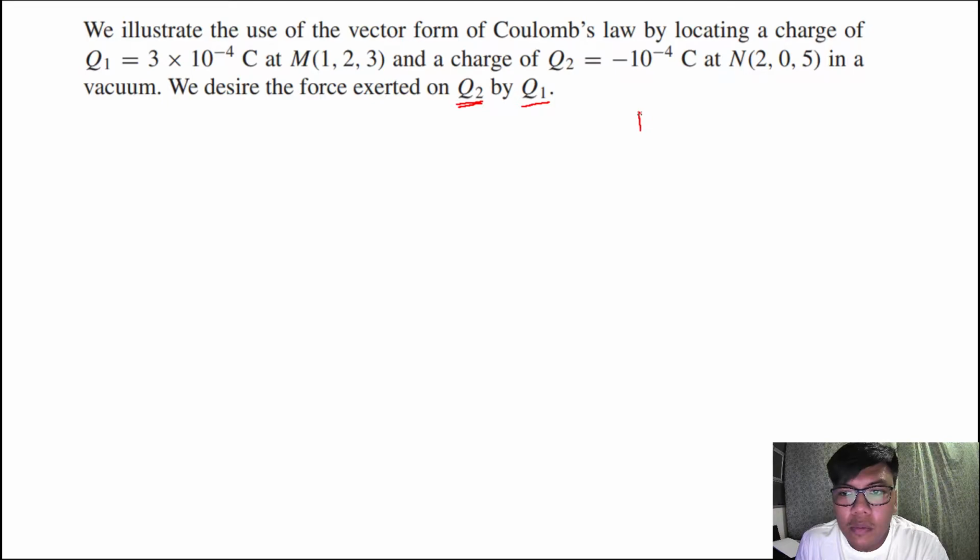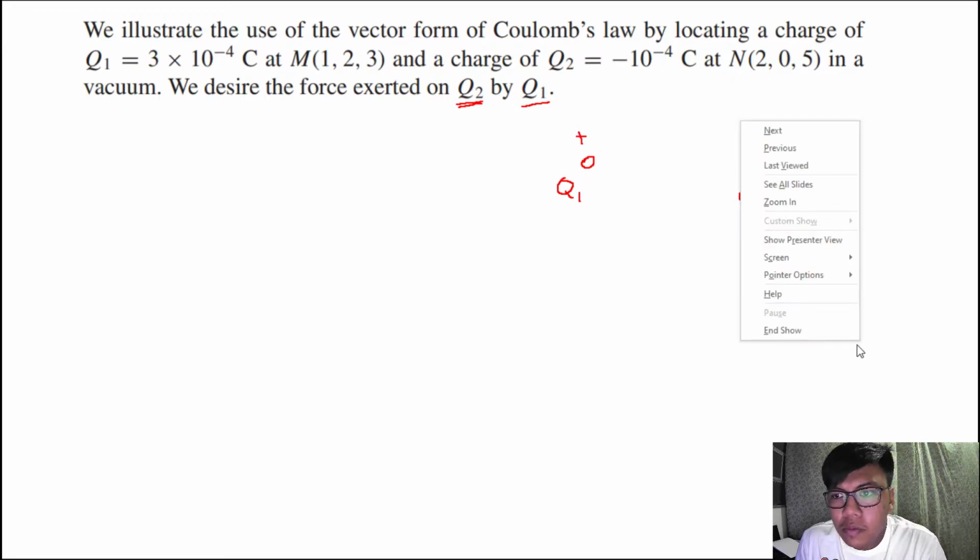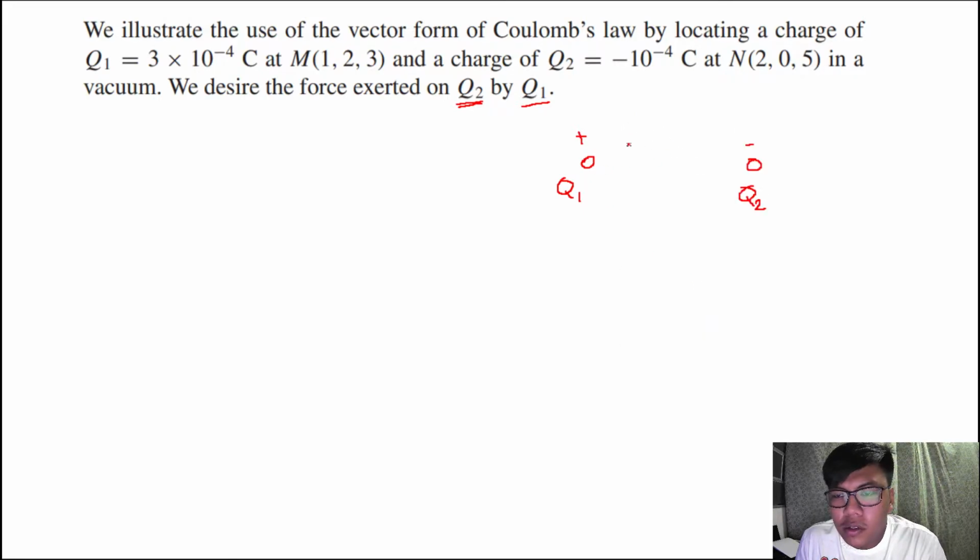So, ibig sabihin, kung halimbawa meron tayong dalawang charge ulit, ito halimbawa yung Q1 natin, ito yung Q2. Tapos yung Q1 daw is positive, and yung ating Q2 is negative. No need to plot the points, kasi dalawa lang naman yan. Pwede mong i-illustrate dito ngayon. So, ito halimbawa yung charges natin. Ang hinahanap is the force exerted on Q2 by Q1.